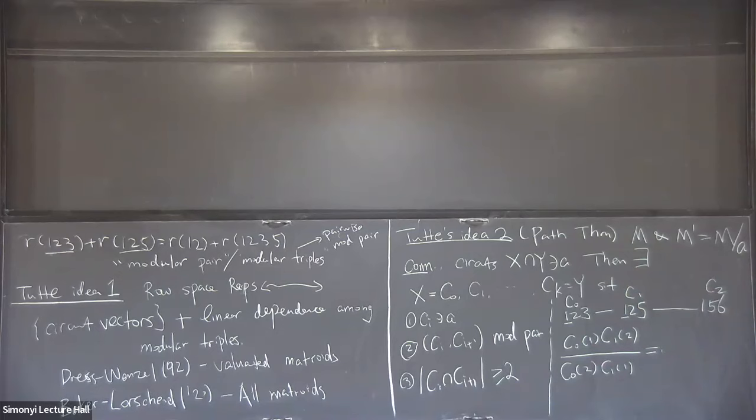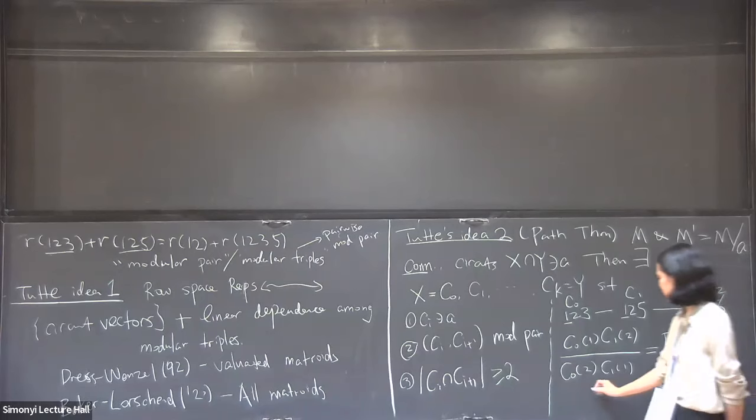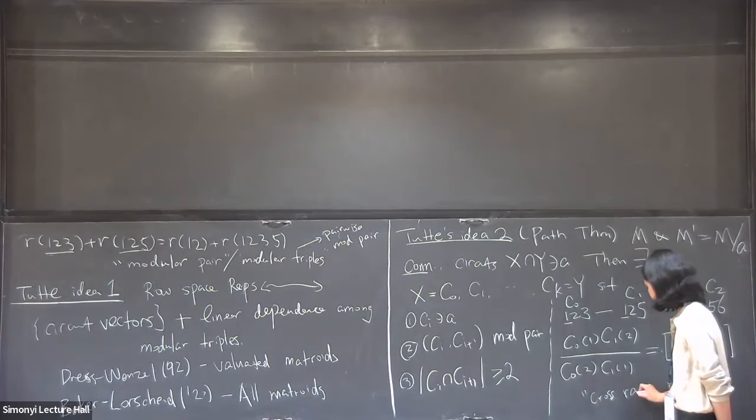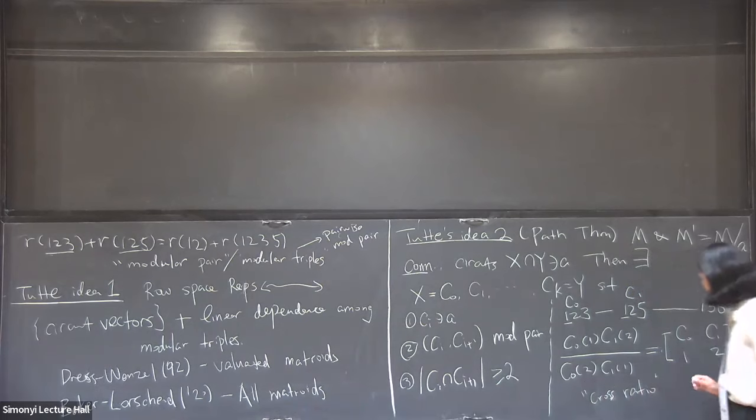you do not change the row spaces. So let's denote this ratio by the notation say none, say 1, and the elements 1, 2. And this is what we call a cross ratio, corresponding to the modular pairs in C1 and elements 1 and 2.